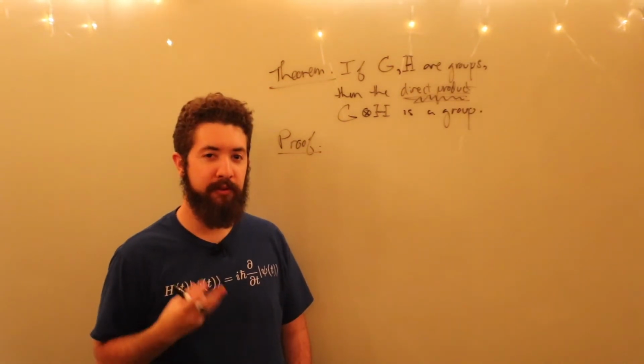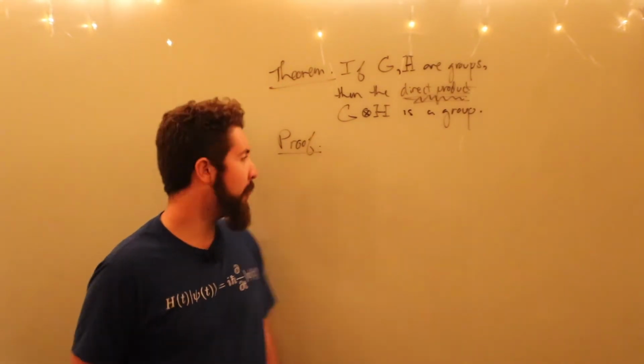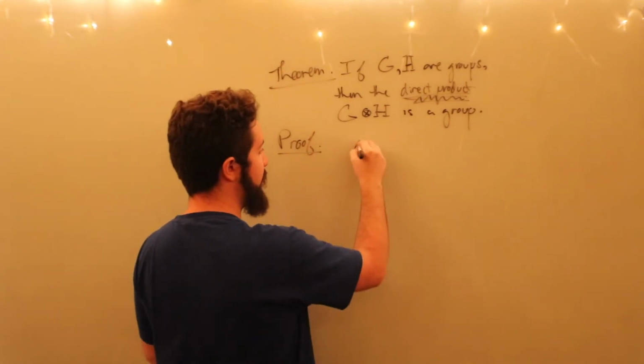All right, now the three group axioms. First we want to show that there's associativity.